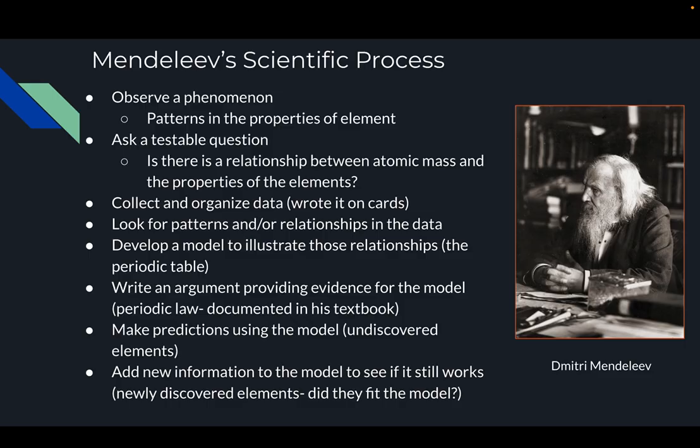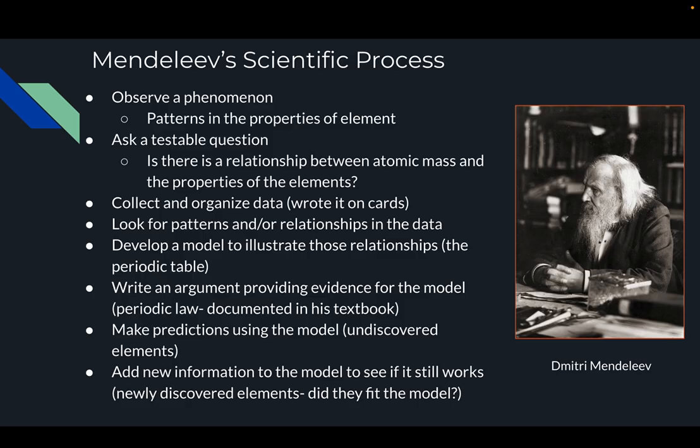He made predictions using his model, which was he predicted that there were some elements that hadn't been discovered yet, and he left blanks for them, and he even predicted their properties. And then he took his model and added new information to it to see if it still worked. So he added another whole group of elements, the noble gases in the end, and they actually did fit on the end of the periodic table.